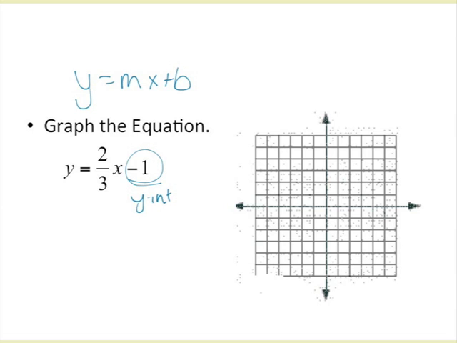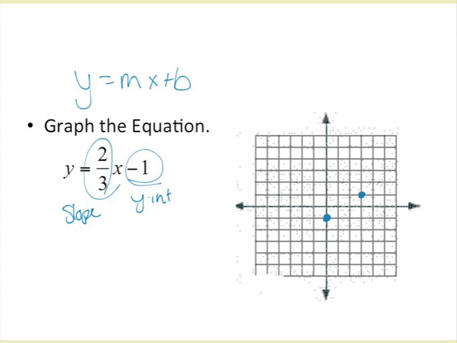A lot of students graph it in the wrong spot. That goes on the y-axis. So -1 is going to go on the y-axis. Then 2/3 is the m, and that represents the slope for the slope-intercept form. So from the point we already plotted, not from the origin, but from the point we already plotted, rise 2 and run 3 spaces to the right.